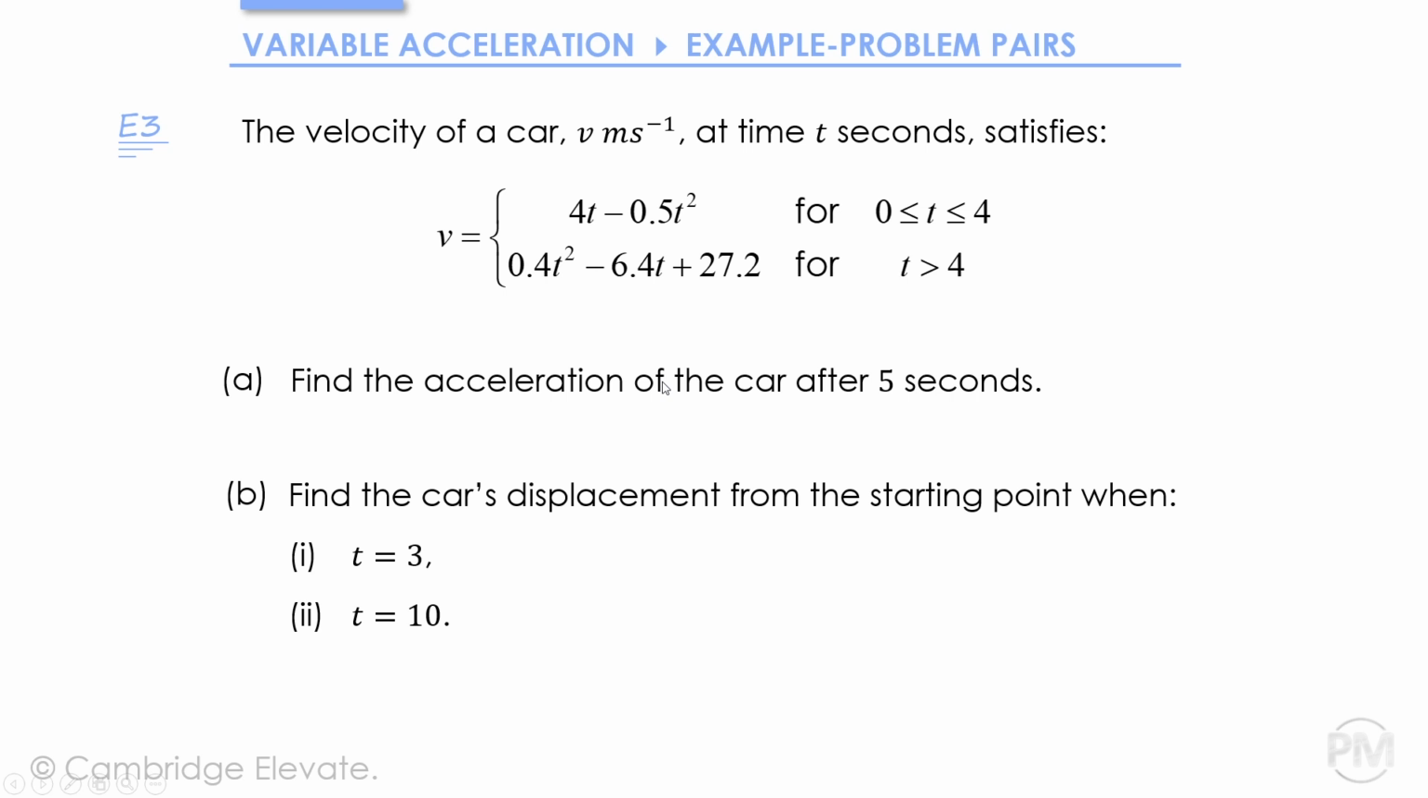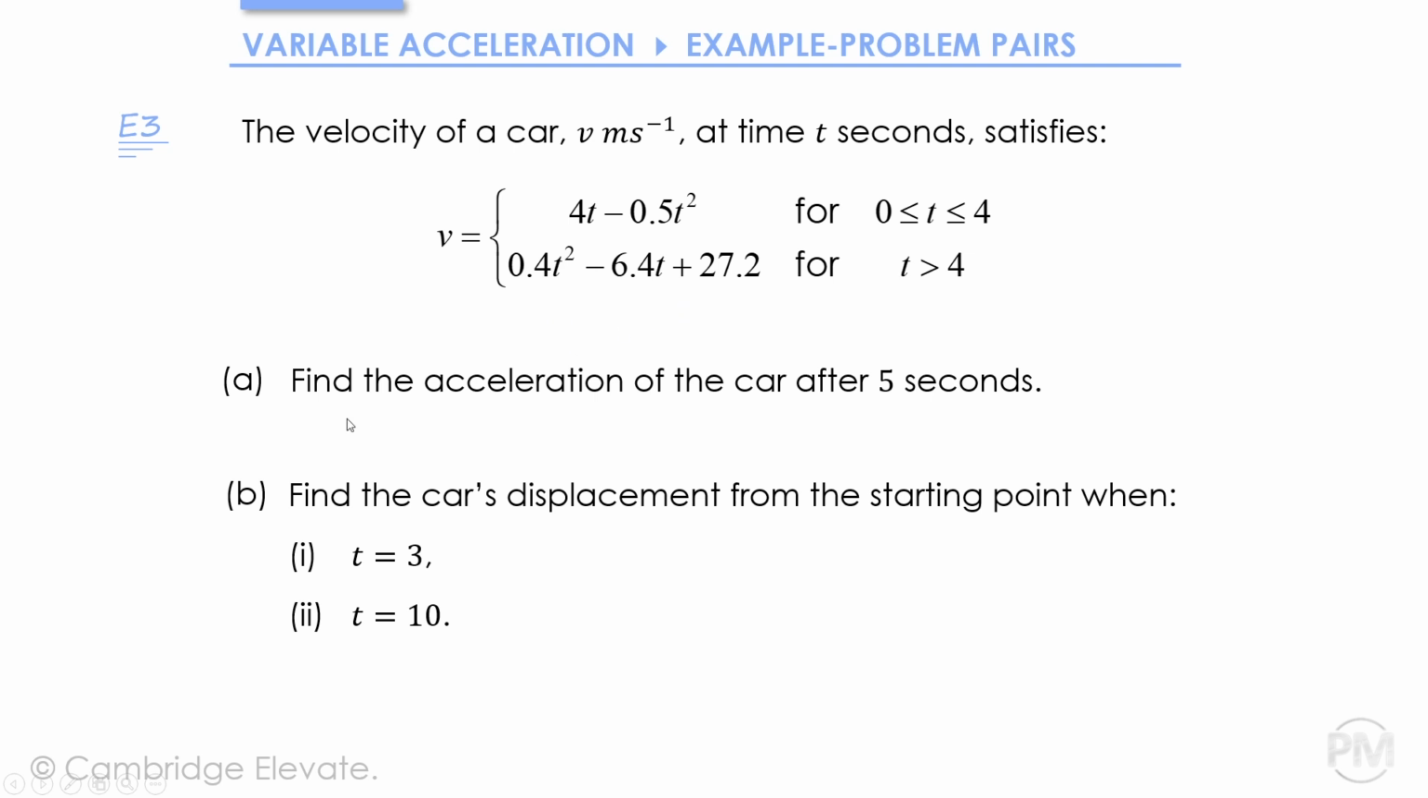In example 3, we've got the velocity of a car defined by this function here, which is called a piecewise function. So for any value of t between 0 and 4, the velocity is given by 4t minus 0.5t squared, and then for any value of t larger than 4, it's given by another function. And so when we're working with these kinds of functions, we need to make sure we use the appropriate function for the time that we're working out.